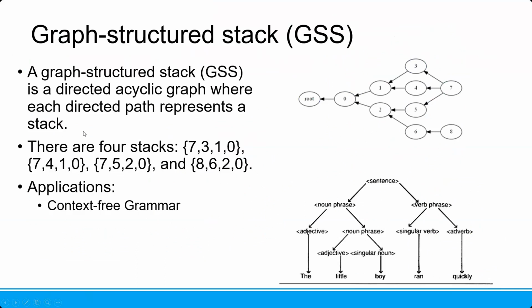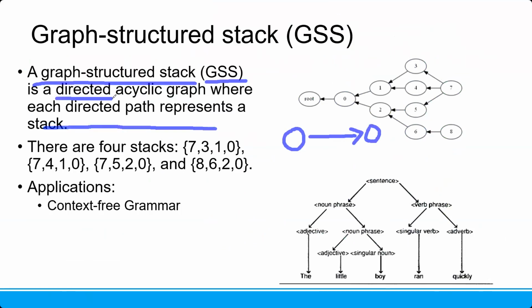In a graph, we can make the structure as a stack. Okay, what does it mean by graph structure stack? We call it the DAG. It is a directed acyclic graph. Directed graph means we have a direction. Okay, so that's the meaning of directed.